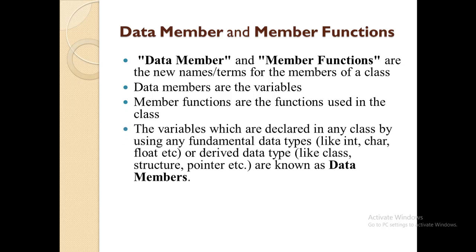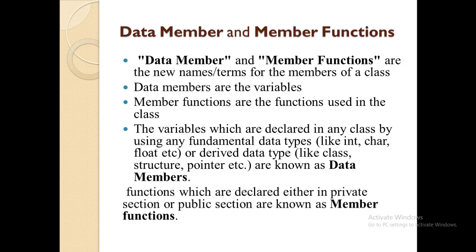The variables which are declared in any class by using fundamental data types like integer, char, float, or derived data types like classes, structure, pointer, etc. are known as data members. In short, all the variables that we declare inside the definition of a class are known as data members, while the functions which are declared either in the private section or public section are known as member functions. So what does private section or public section mean? Let's see it with code.